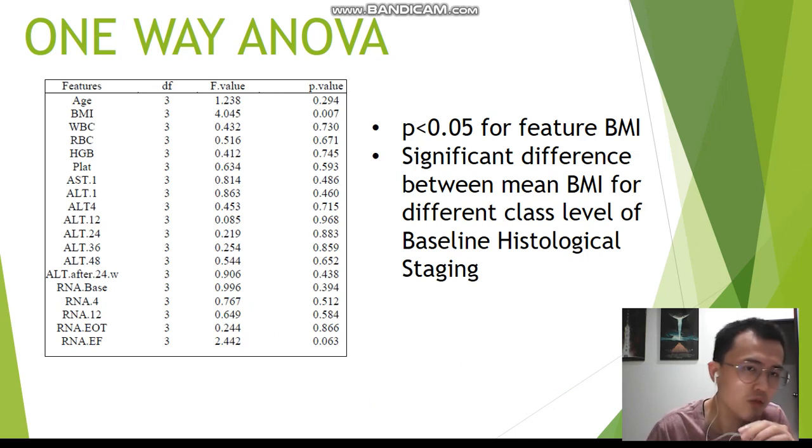And after that, we have performed the one-way ANOVA test on all the numerical features in the dataset. The table shows all the numerical features. So generally, the p-value for all the numerical features is larger than 0.05, except the feature BMI. In other words, it means that there is a significant difference between the mean BMI for different class levels of baseline histological staging.